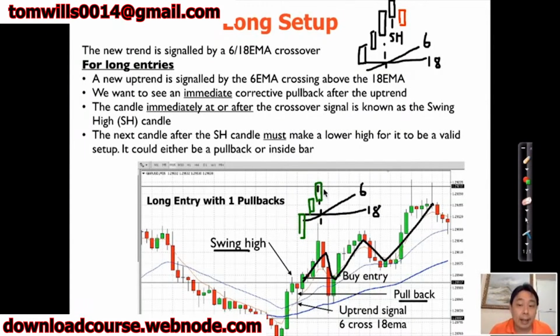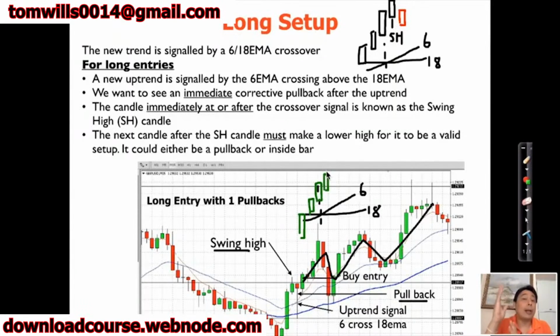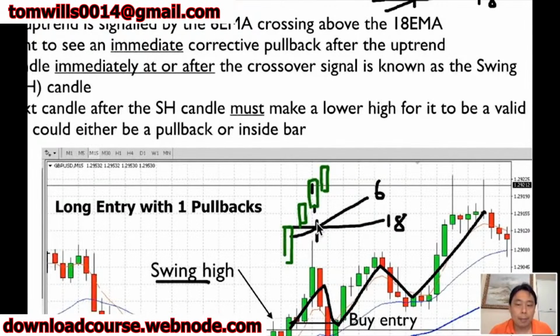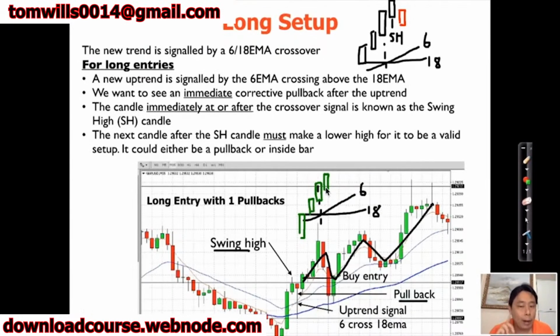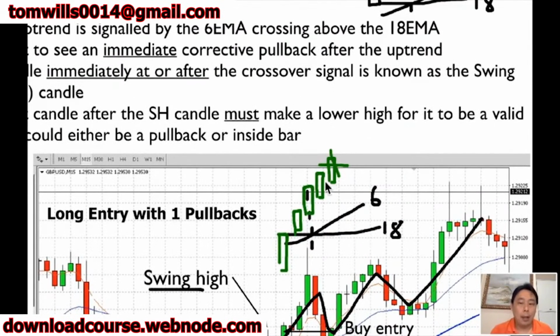But what happens if the next candle makes a higher high, right? So if this candle makes a higher high, this candle now becomes the swing high candle, because a swing high candle must be the highest point, okay? So is that valid? Yes, it is still valid because it comes right after the crossover. But what happens if the next candle doesn't pull back? It doesn't have an inside bar, but the next candle makes a higher high again. Could this be the swing high candle? Yes or no? The answer is no, because the swing high candle cannot come any later than one candle after the crossover.